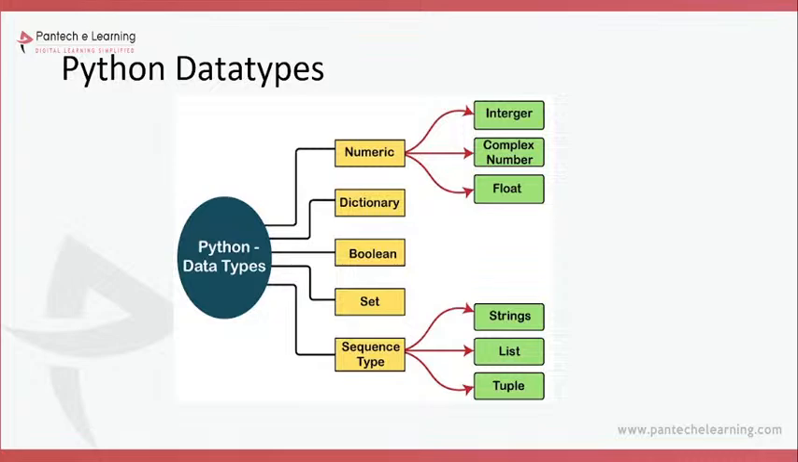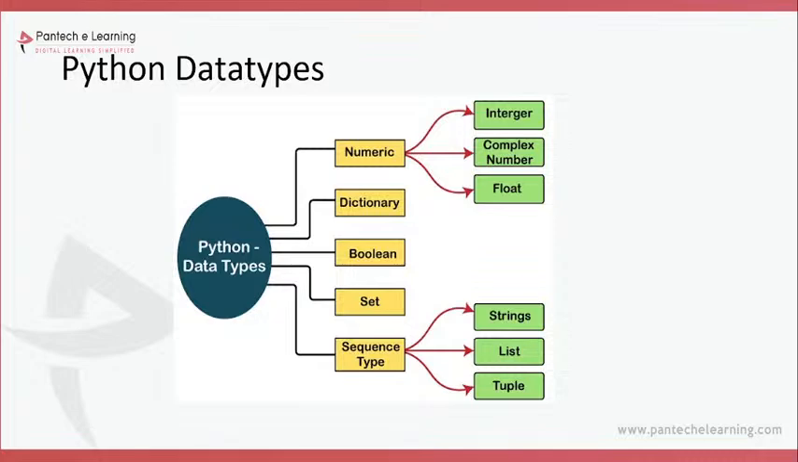So next one is list. A list is an ordered collection of elements, and in the list we can change the elements. We can include new elements, or we can change the elements in the list. After that, we have tuple. A tuple is similar to the list, an ordered collection of elements, but the main difference between list and tuple is that it cannot be changed. We cannot change the values in the tuple.